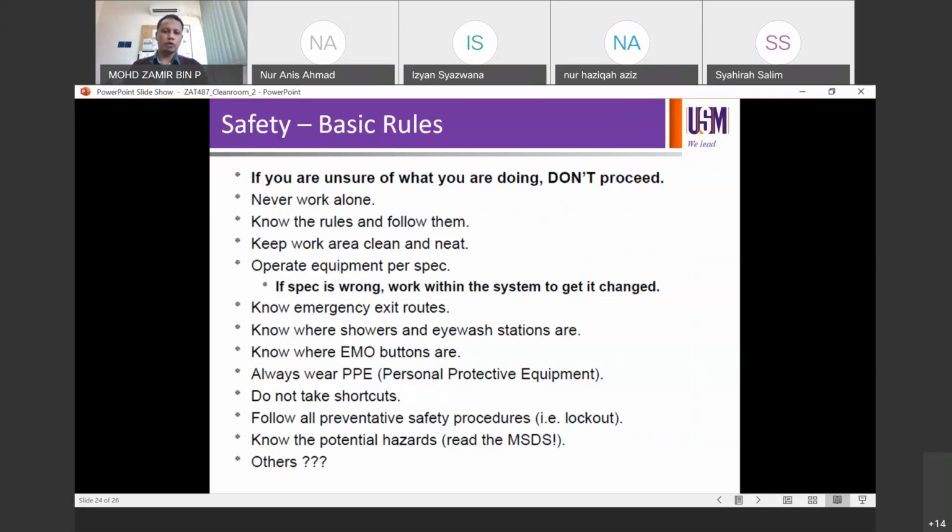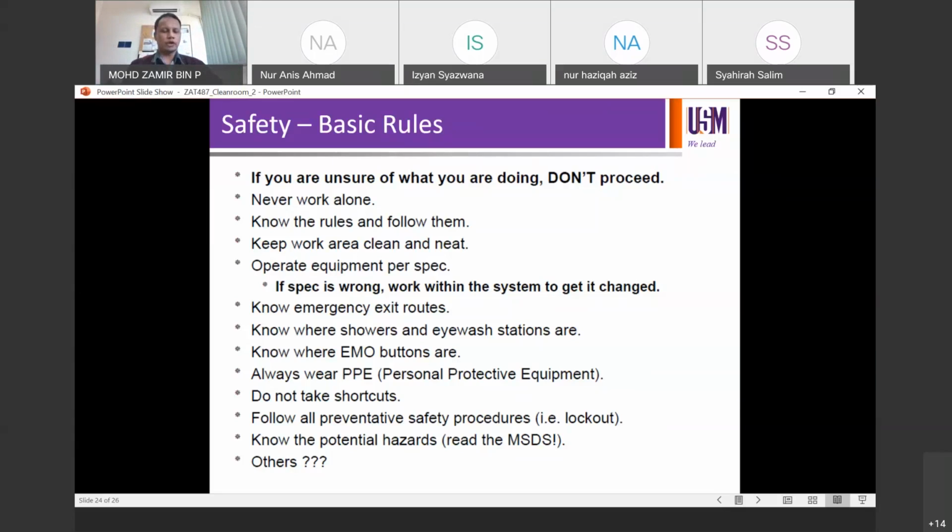But usually, if you don't know what to do, it means you're not well trained or you have never encountered the problem before. If you have already done it but still don't know, it means something's wrong with you. You better check on yourself. So if you're not sure, don't proceed. Don't just press buttons to try to see what happens. It won't work. It will cause damage.